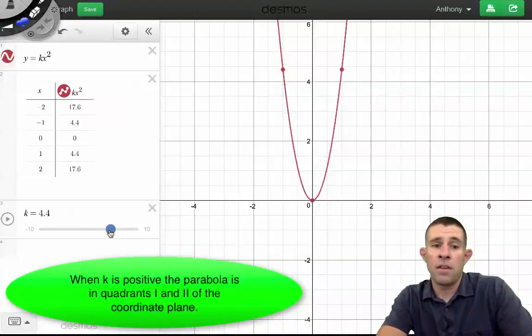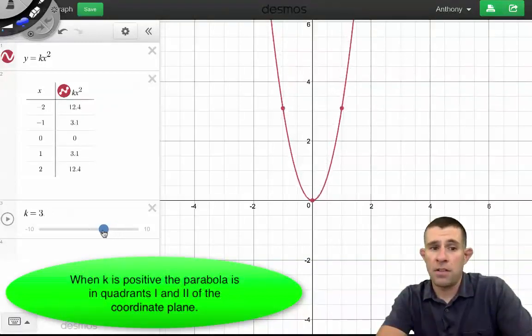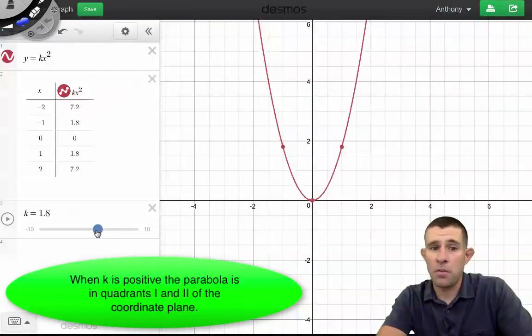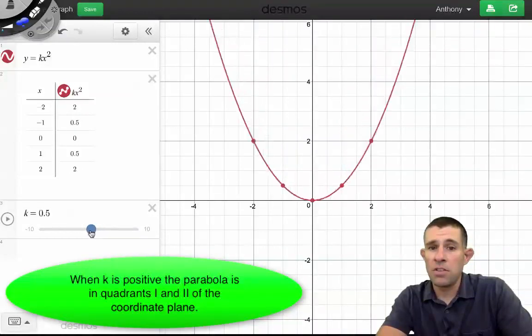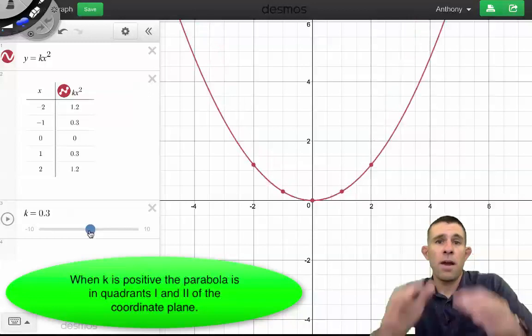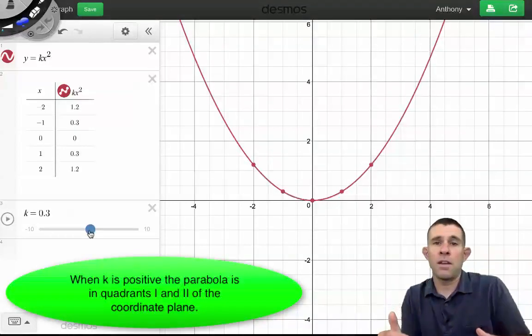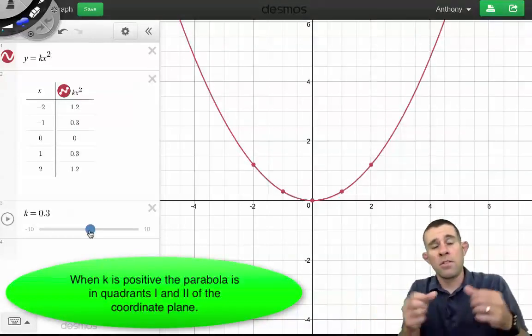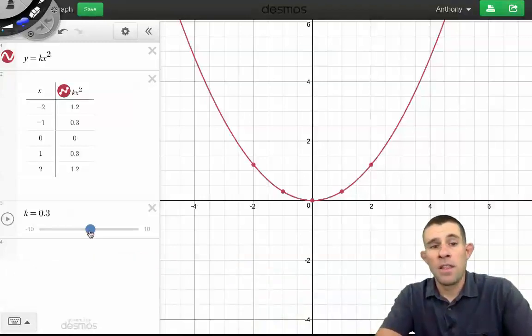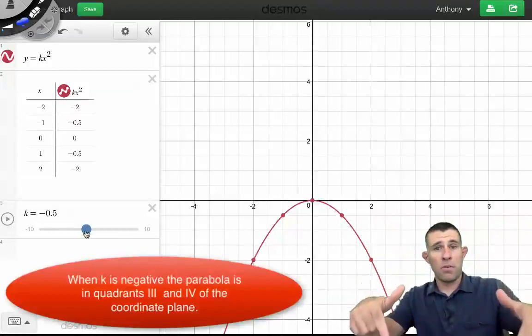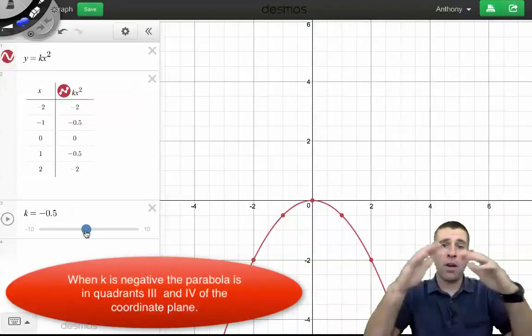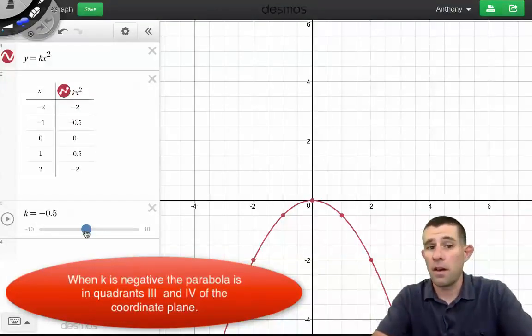Now, as k's value gets less and less but stays positive, in other words as it gets closer to 0, in between 1 and 0, you should see that the sides of this parabola start to fall towards that x-axis. In other words, it looks like it's widening out. Then as soon as k gets negative, it takes that parabola and reflects it over that x-axis. So now it's a parabola that opens down instead of opening up.